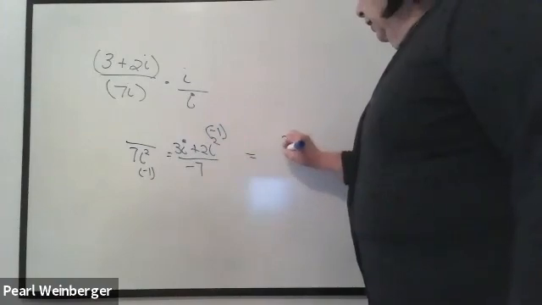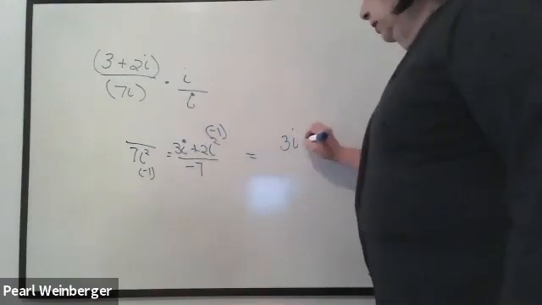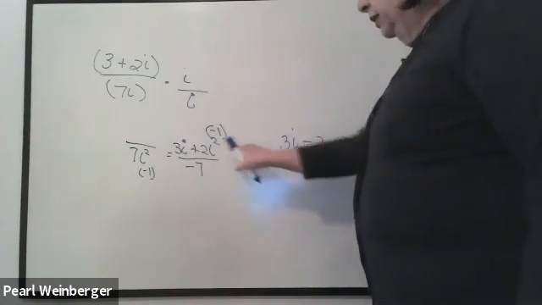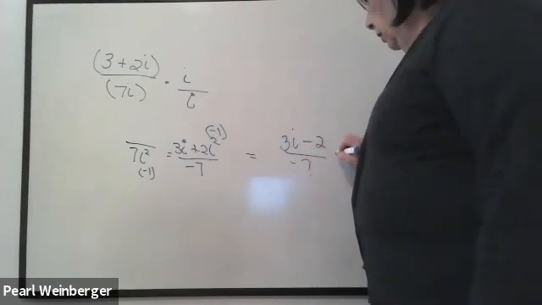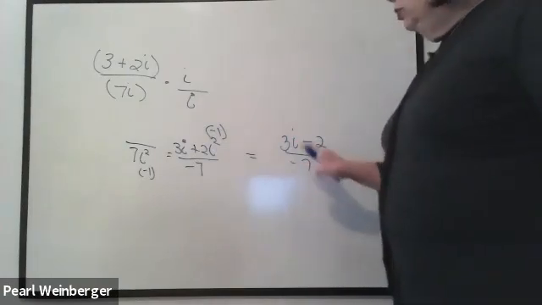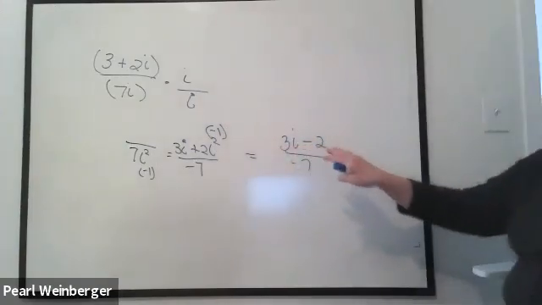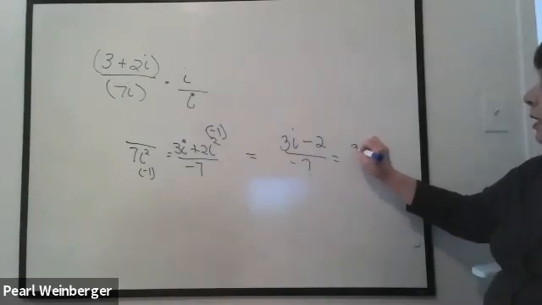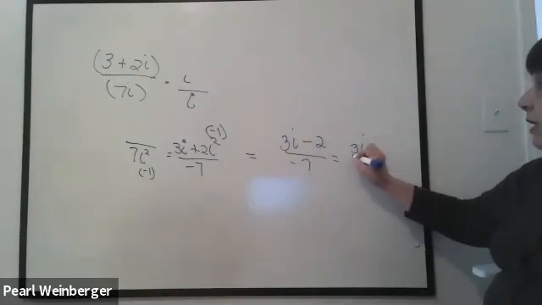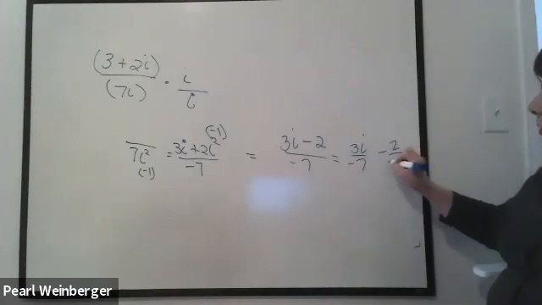It's 3i. 2 times negative 1 is negative 2, because i squared was a negative 1, over negative 7. Now, what we usually do with these type of things is that we separate them. We write them as two separate fractions. In other words, we write this as 3i over negative 7 minus 2 over negative 7.